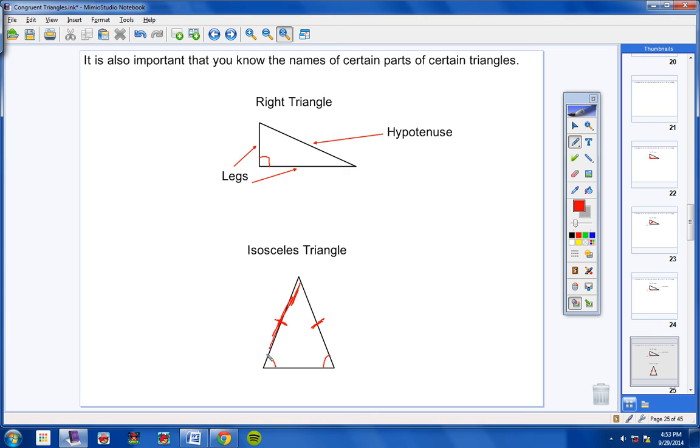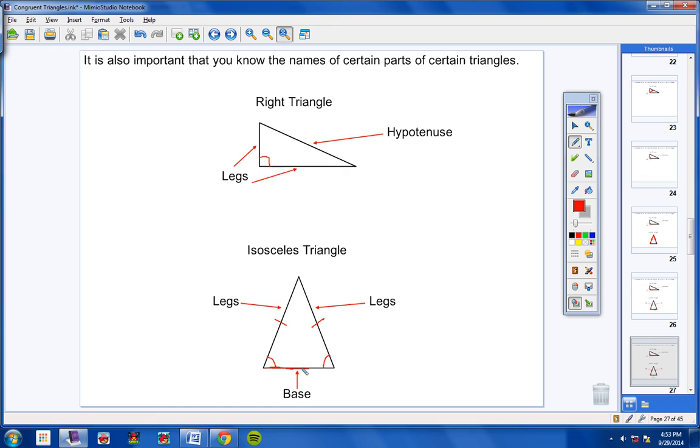These two congruent sides, and by the way, I don't care which way you turn this triangle. I don't care if you flip it upside down or sideways. The two congruent sides in an isosceles triangle are always called the same thing. They're called the legs. Please make note of that. The legs. The other third side is always called the base. Make note of that.